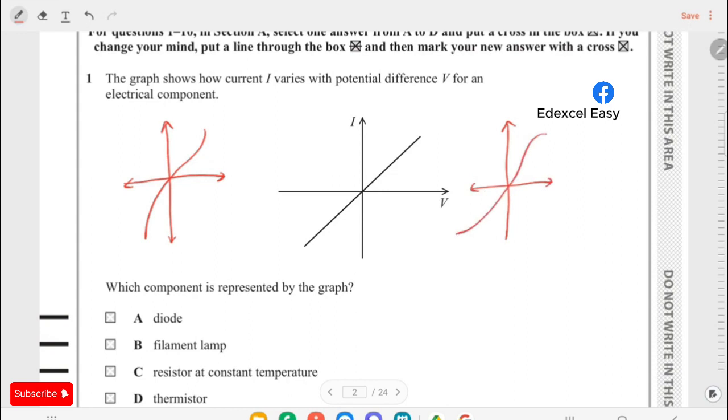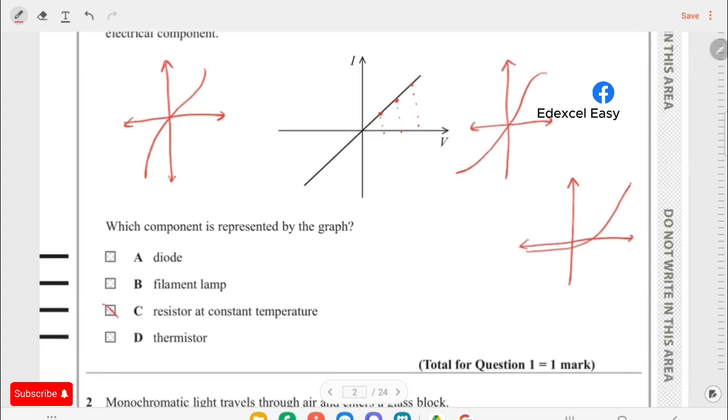Just like this, the opposite would be for the thermistor. And for the diode, it was like this. Now the graph that they have provided is for a resistor at a constant temperature, because a resistor that obeys Ohm's law at a constant temperature has a resistance that will not change. The gradient of this IV graph would give you the value of the resistance, and along this entire graph the gradient is constant, so the resistance is constant. So this is for a resistor at fixed temperature. So option B is the correct answer.